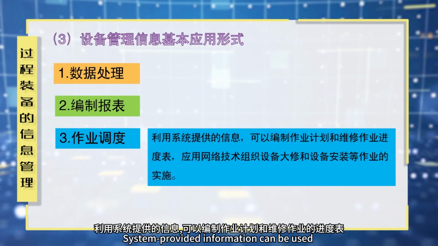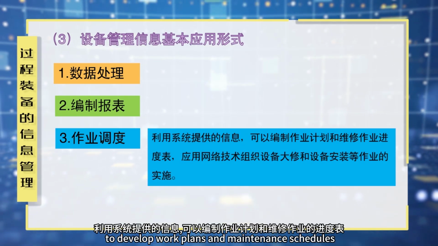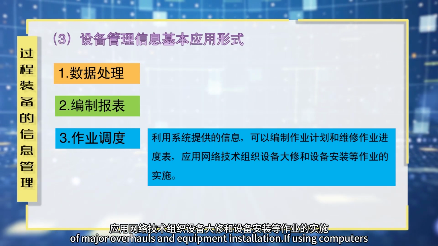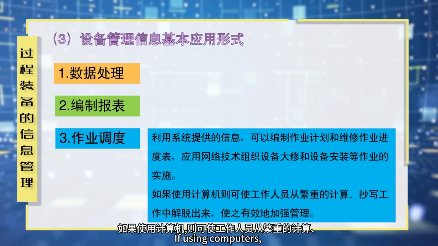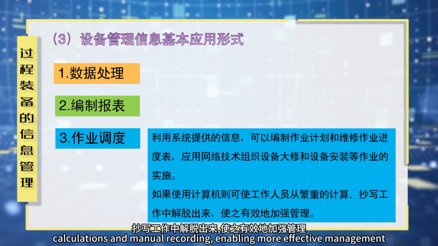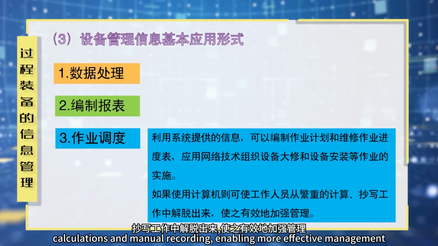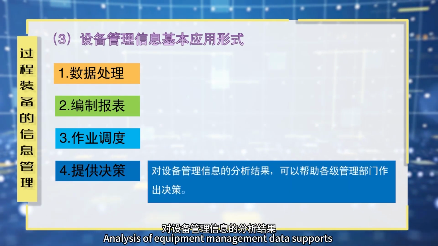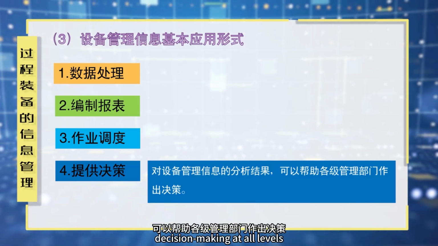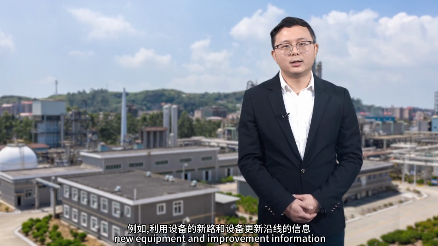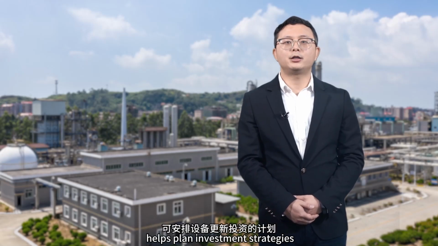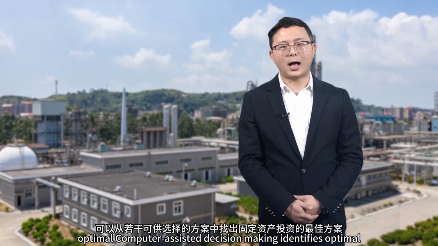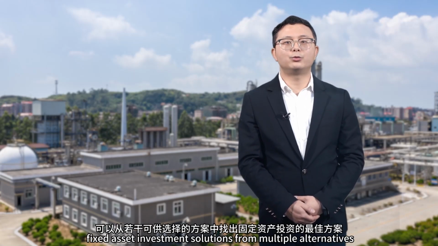Third, operation scheduling. System-provided information can be used to develop work plans and maintenance schedules. Network technologies facilitate the coordination of major overhauls and equipment installation. If using computers, personnel are relieved from tedious calculations and manual recording, enabling more effective management. Fourth, providing decision support. Analysis of equipment management data supports decision-making at all levels. For instance, new equipment and improvement information helps plan investment strategies. Computer-assisted decision-making identifies optimal fixed asset investment solutions from multiple alternatives.